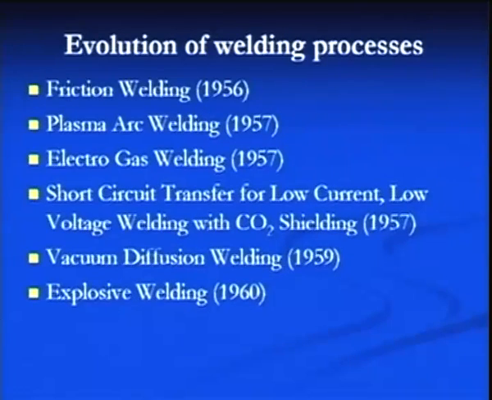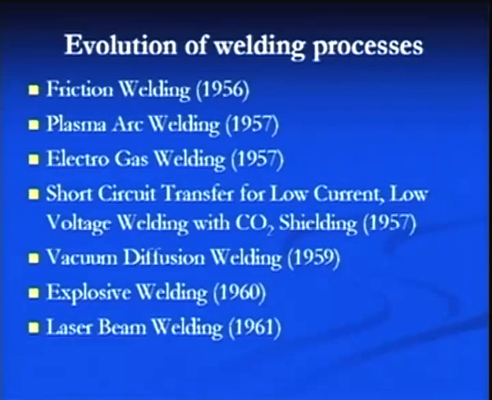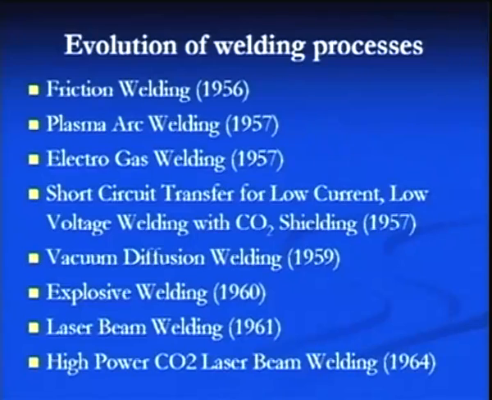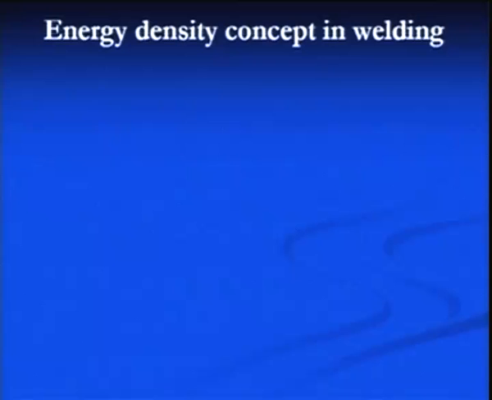The explosive welding process, which is normally used for difficult to weld metals or dissimilar combinations, was developed in 1960. The laser beam welding process was developed in 1961, and the high power CO2 laser beam welding process was developed in 1964.